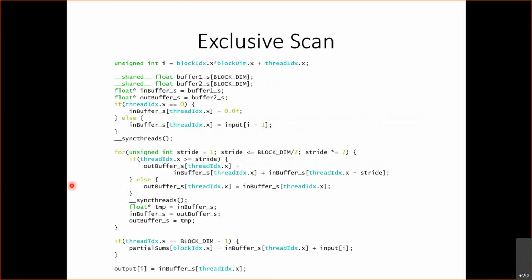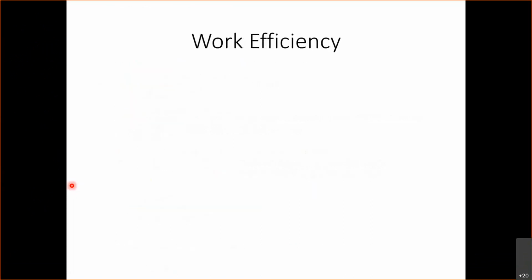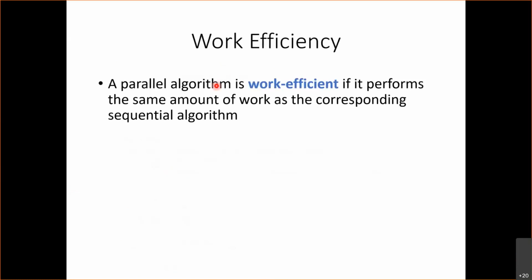Now, the final topic I'd like to talk about today is something called work efficiency. A parallel algorithm is said to be work efficient if it performs the same amount of work as the corresponding sequential algorithm. And by work here, in the case of scan, I mean the number of floating point additions that we perform. So it's work efficient if it performs the same amount of work as the corresponding sequential algorithm.